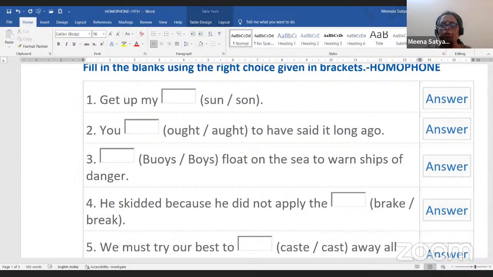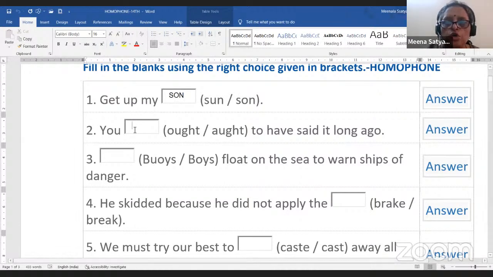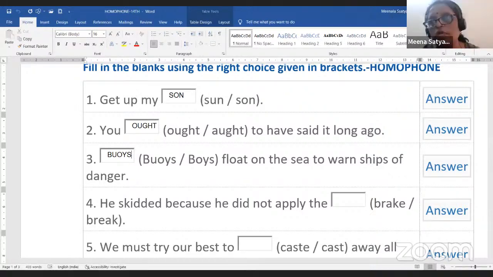Fill in the right blanks using the right choice given in brackets. Get up, my son. So SU and son, SO and son. So you know very well the answer would be SO and son. You ought to have said it long ago. O-U-G-H-T. Buoys float on water in the sea to warn ships of danger. B-U-O-Y-S. You must have seen on sea, you must have seen in the lakes at your places.